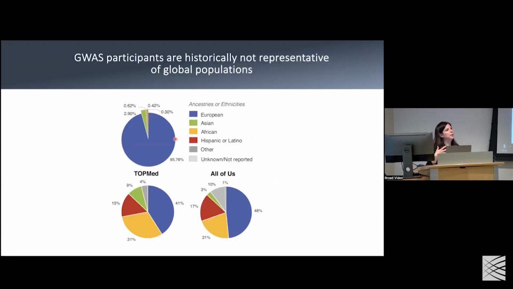However, despite all of these advances, one thing that people came to appreciate in the human genomics field is that a lot of participants in these genetic studies are historically not representative of global populations. So you can appreciate here, and I'm sure this has been discussed in this venue many times before, that most of the GWAS participants, for example, are of European ancestry.